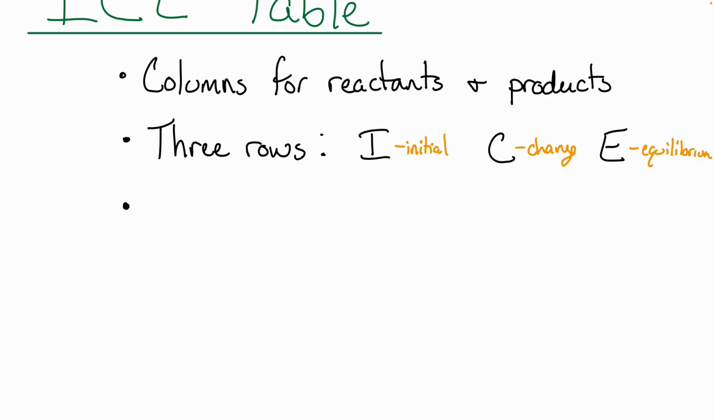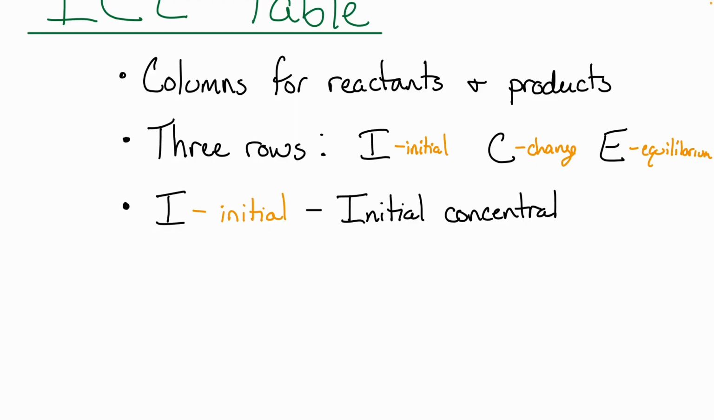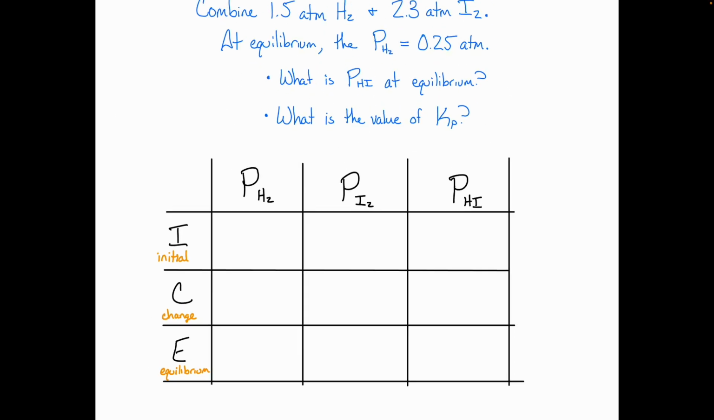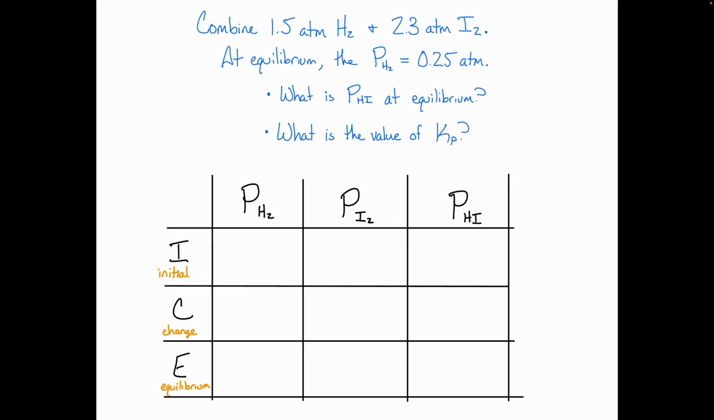All right, so now we're going to fill out that I row. I again for initial. This is the initial either concentration or pressure, depending on what units you're using to talk about the amount of product and reactant. All right, we're going to pull that directly from the problem. So in this problem here, what should be my initial pressure of that hydrogen gas? 1.5. All right, I'm going to be good and put my units.